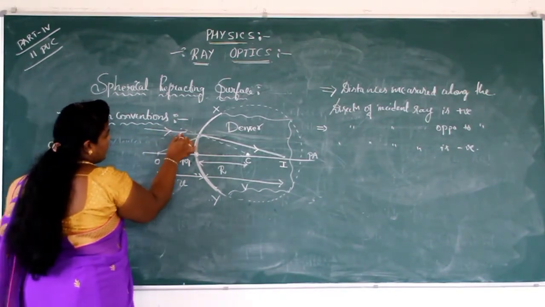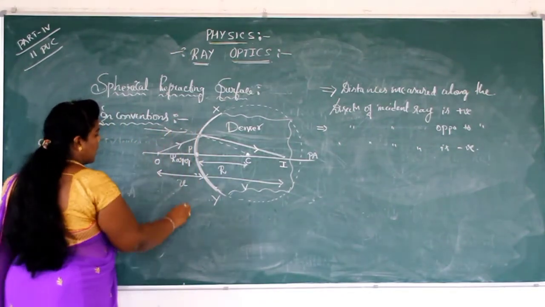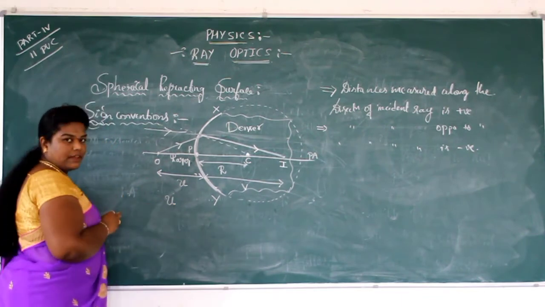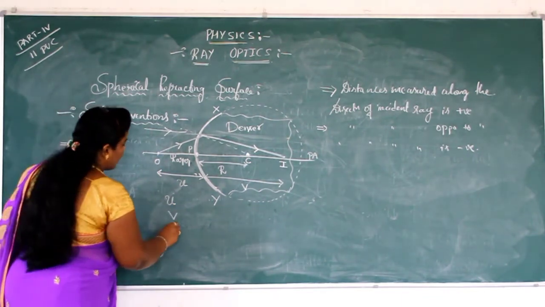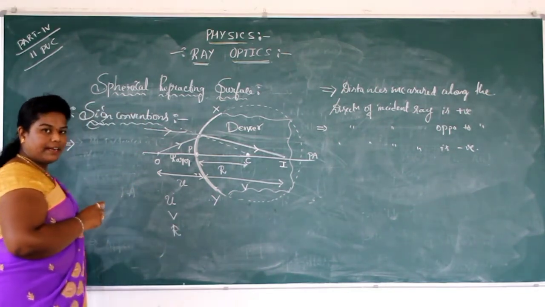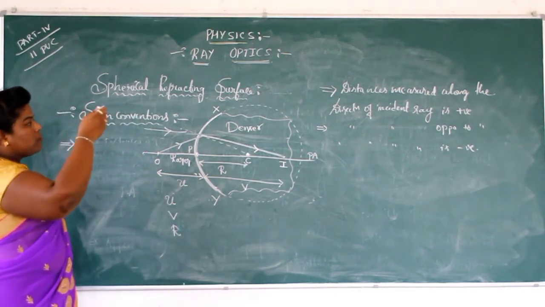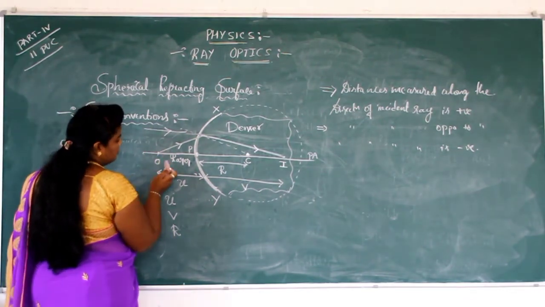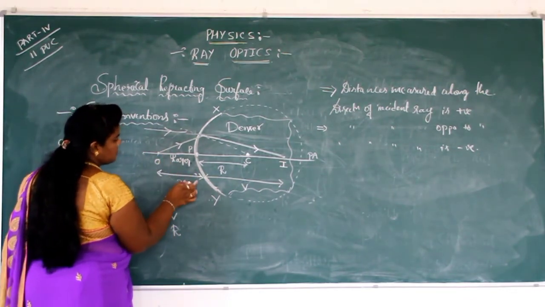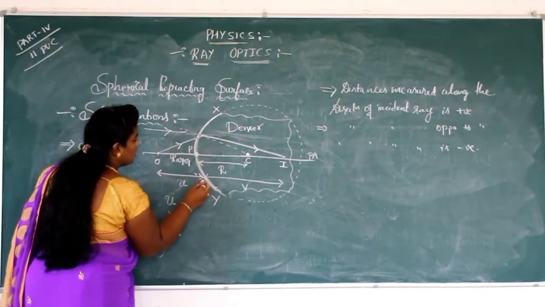Now the incident ray direction is thus. No problem. I want to measure the object distance, write it as u. I want to measure the image distance, write it as v. I want to measure the radius of curvature, write it as r. So by using these two conventions, see here, the object distance is measured from the pole in this direction.